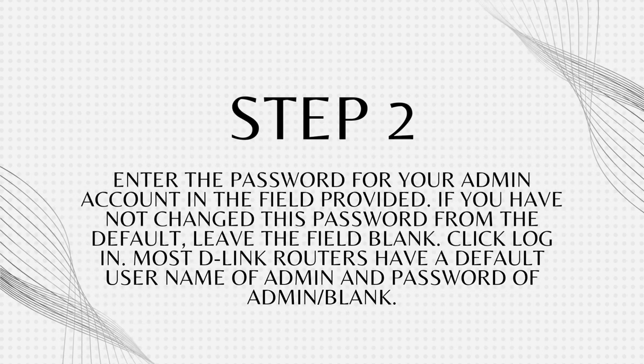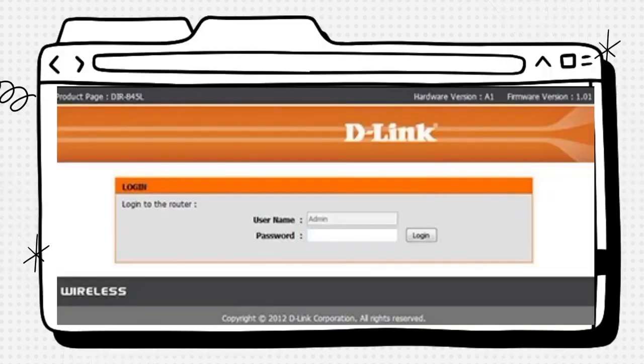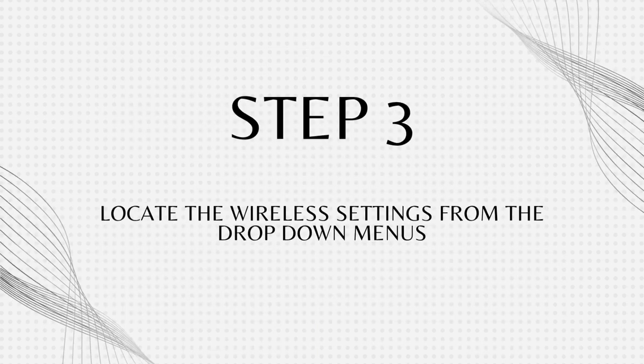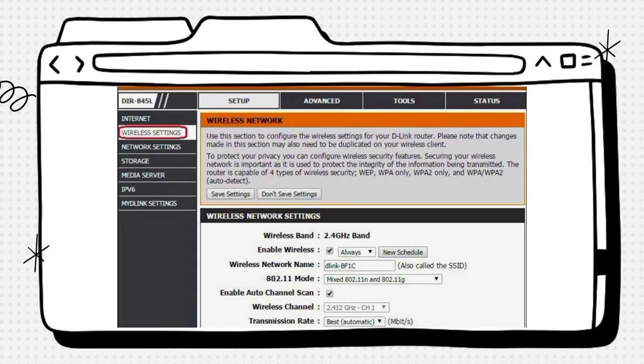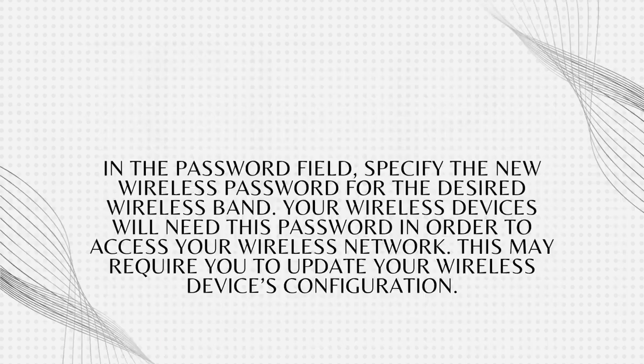And for step 2, you need to enter the password for your admin account in the field provided. If you have not changed this password from the default, leave the field blank. Click login, since most D-Link routers have a default username of admin and a blank password. So you just need to log in. And for step 3, you need to locate the wireless settings from the drop-down menus. So you see in the screen, just follow the circle of red and you will see the wireless setting. Just follow and click it.